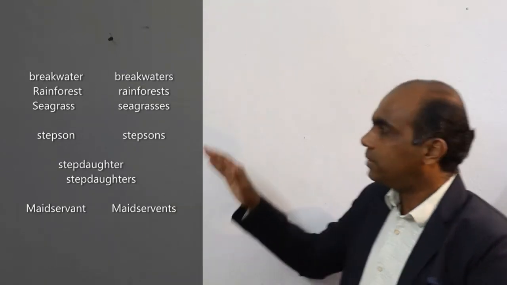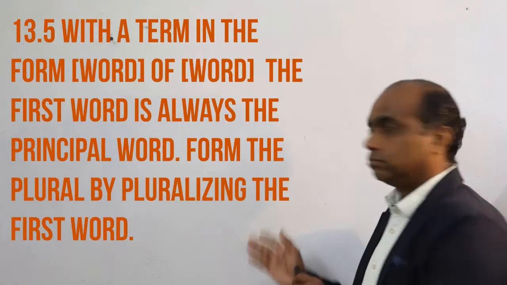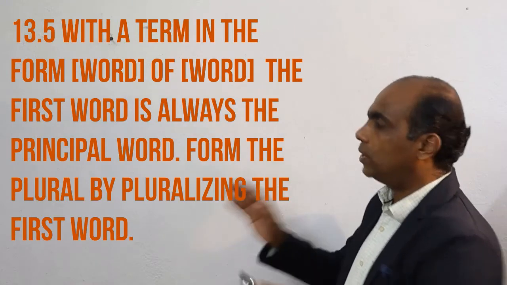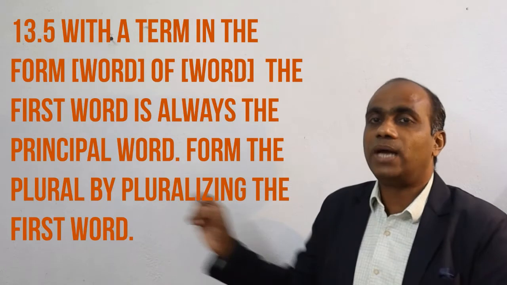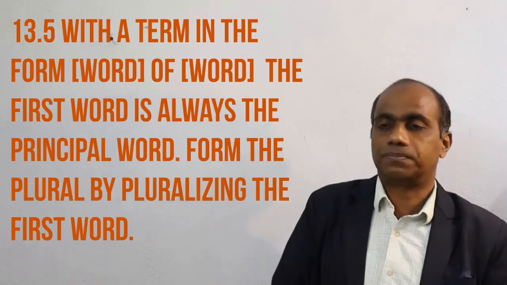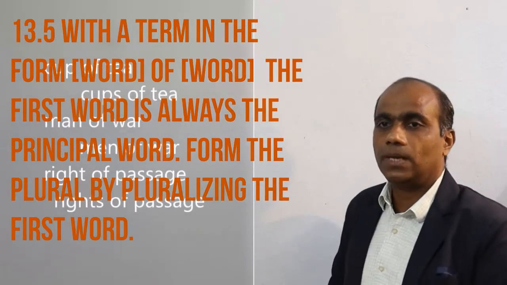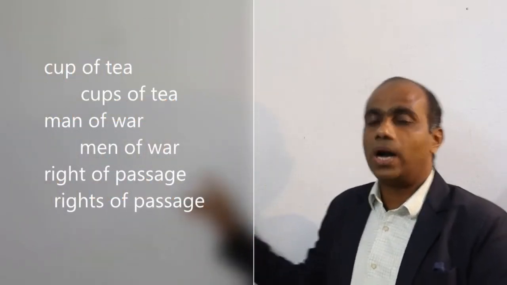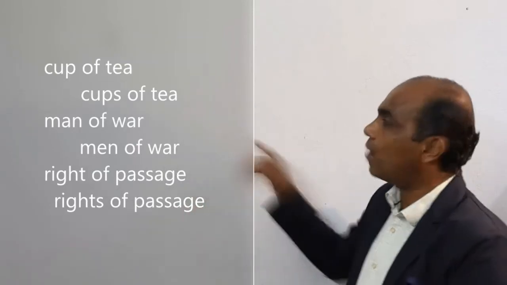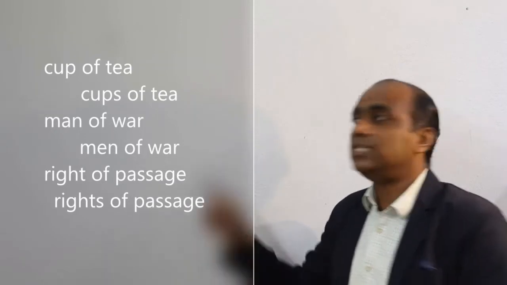Now 5, in this section, forming the plurals of compound nouns in the form word of word. That is to say, an 'of' is there in between the two words. Cup of tea, cups of tea. Man of war, men of war. Rite of passage, rites of passage.